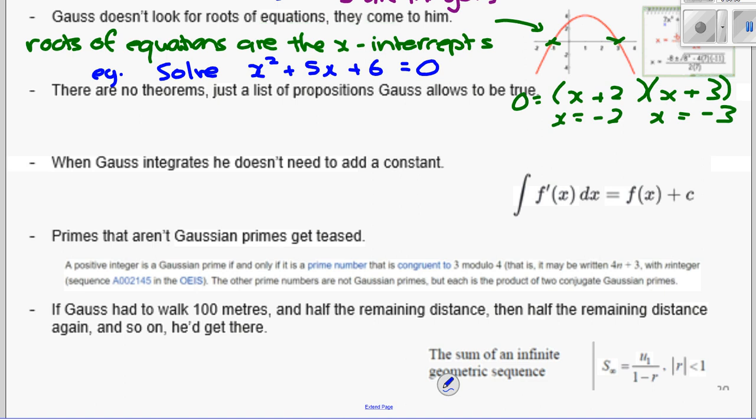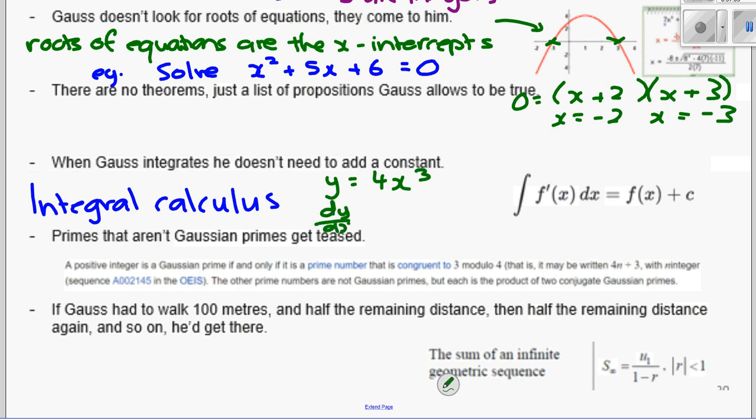When Gauss integrates, integral calculus is the topic that you'll be doing. You might have done a bit of differential calculus. Differential calculus is when you're asked, if y equals 4x cubed, what is dy dx or y dash? Can anyone remember differential calculus? 4 times 3 is 12x squared. Yeah, very good. So that's differential calculus.